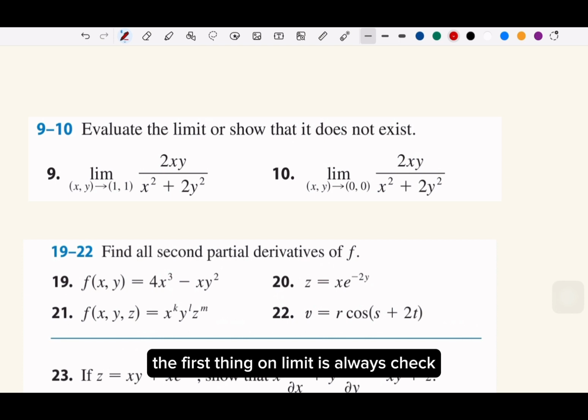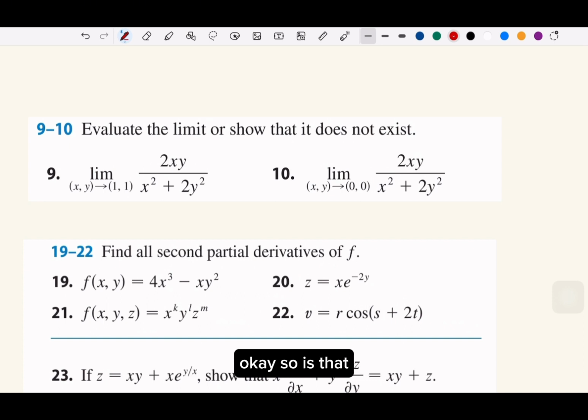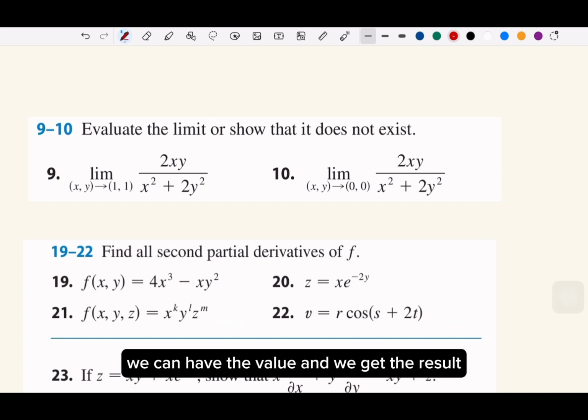The first thing on limit is to always check. For example, we have (1, 1). Just check here. If you can find the number, then it's done. Finished. So the first one is okay, right? It's 2, and it's 1 plus 2, so 2 over 3. So we can have the value. We get the result. We have the limit.